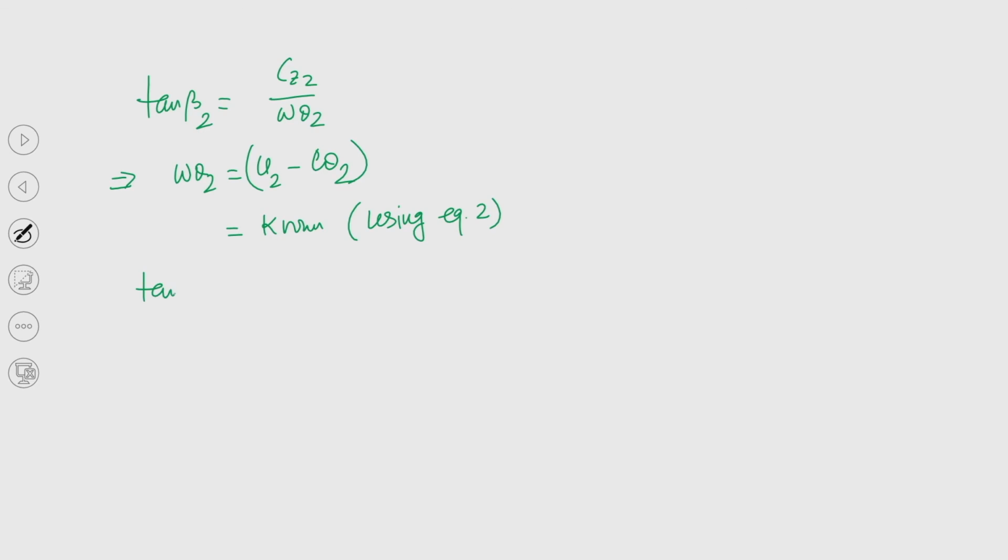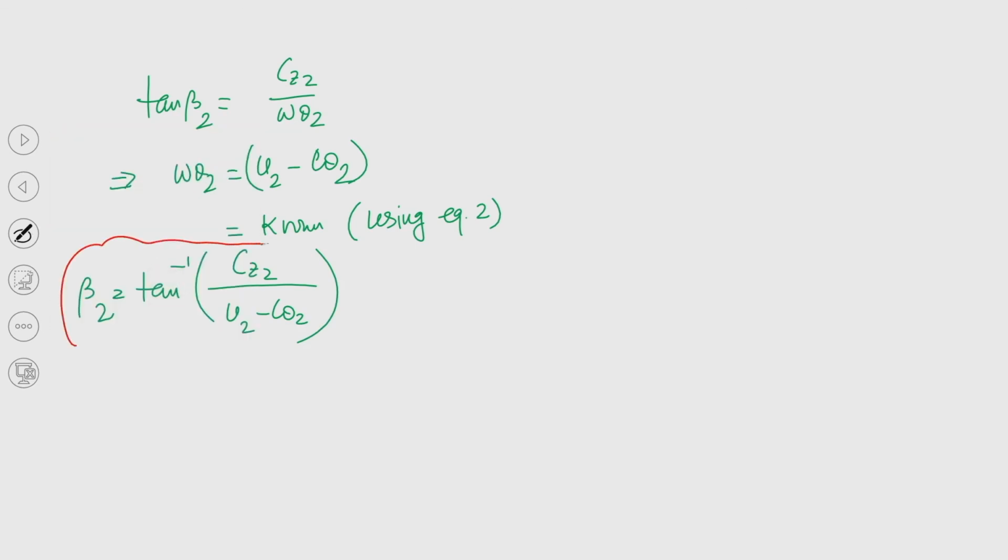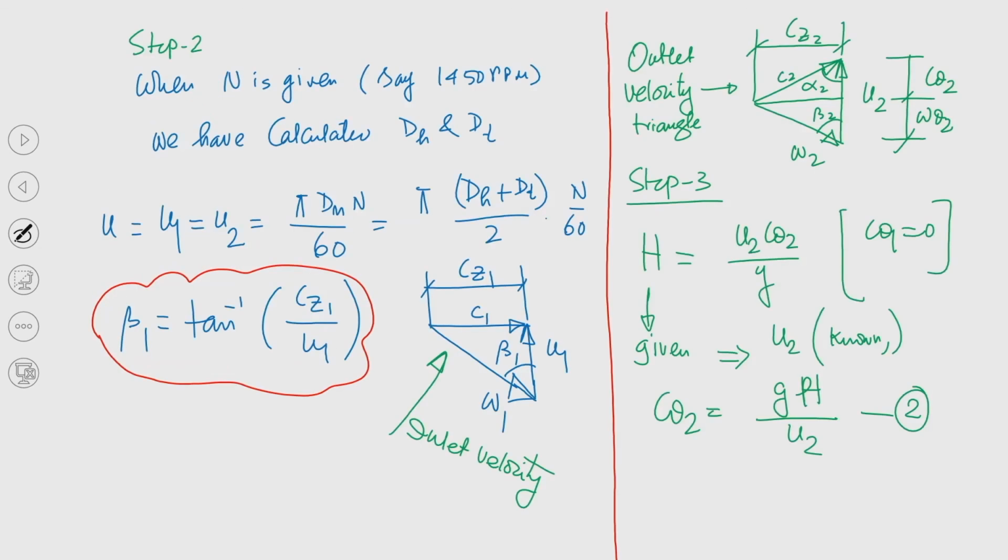So, we can calculate beta 2 equal to tan inverse Cz2 by U2 minus C theta 2. Again we know this. So, this is obtained, and finally we are left with alpha 2. Can't we calculate alpha 2? Basically we know C theta 2, so this is again simple.